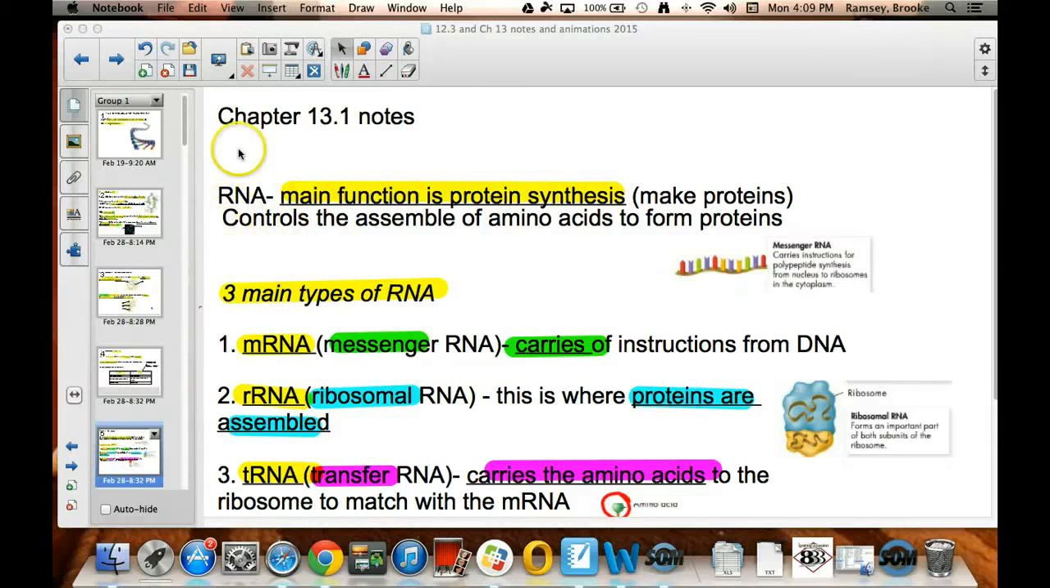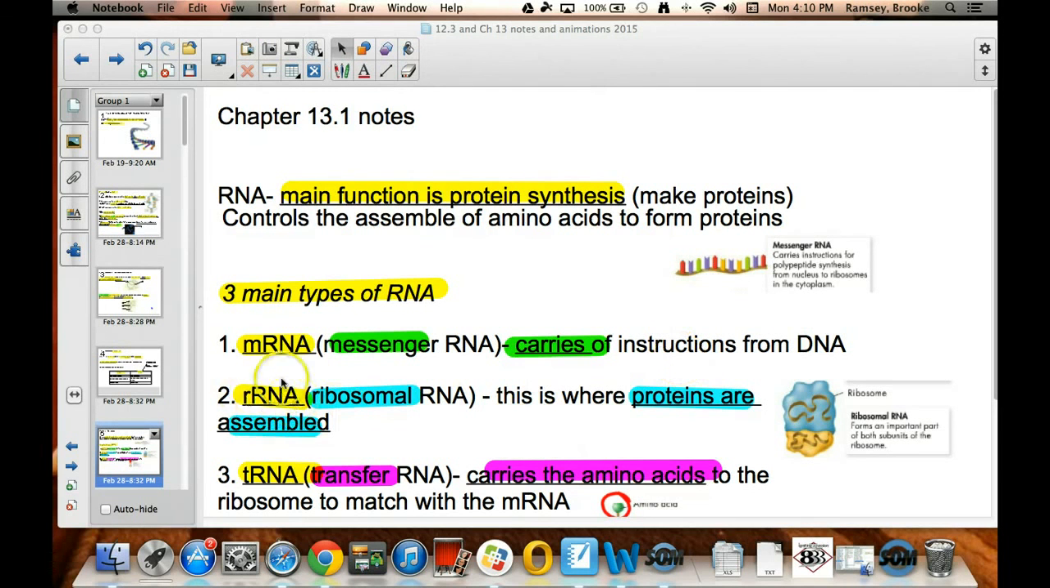All right, so we are learning about this molecule called RNA, ribonucleic acid, and RNA's main function is protein synthesis. There are 3 different types of RNA, and each type has a different name and plays a different role in protein synthesis. The first one's called mRNA, for messenger RNA. The reason we call it messenger RNA is because it's going to carry the instructions from the DNA out of the nucleus and into the cytoplasm for the next step of protein synthesis.